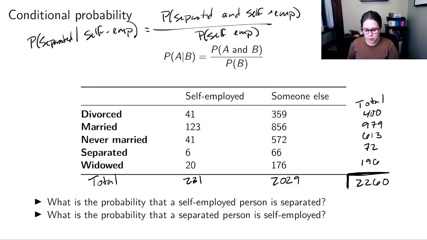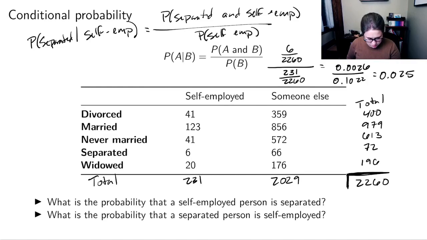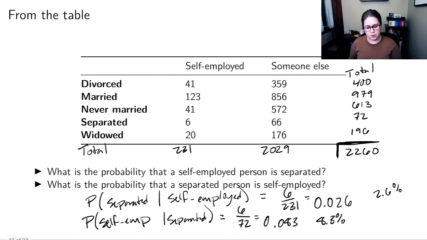So let's see, what is the probability of being separated and self-employed? Well, that's 6 out of 2260. And that thing will be over the probability of being self-employed, which is 231 out of 2260. 0.025. We get the same answer, minus a little bit of a rounding error, that we got when we thought it through from the table. And again, you could try out the other way around, the probability that a separated person is self-employed, and we could talk about it in synchronous class. But again, it should turn out the same way that it did when we logicked it through, just looking at the table.